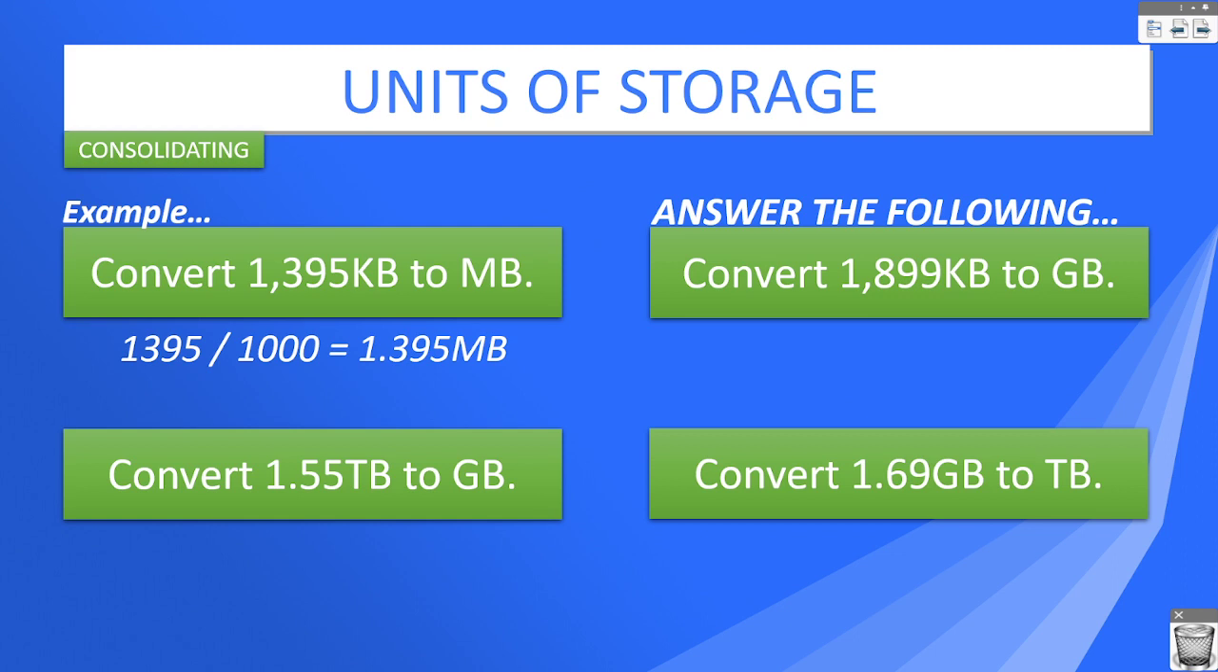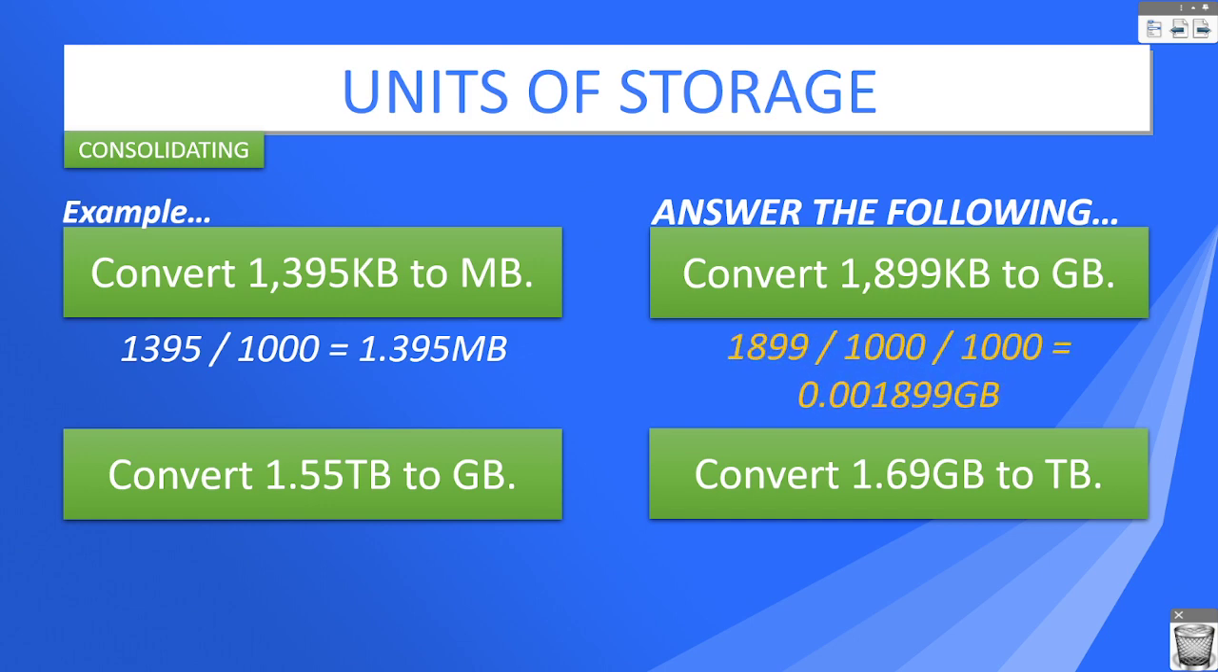Now that you're back, let's try and work through the answers. If we go through them all, we start from converting the 1,899 kilobytes to gigabytes. Well, clearly we're at kilobytes, and I need to get to gigabytes. So I've got to go from kilo to mega to giga.